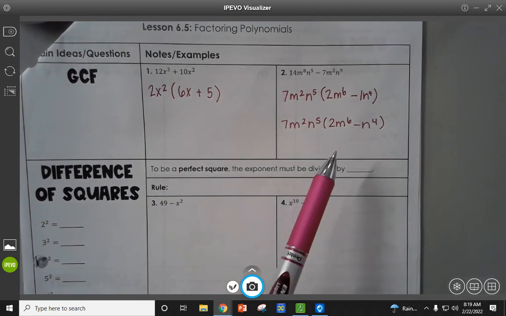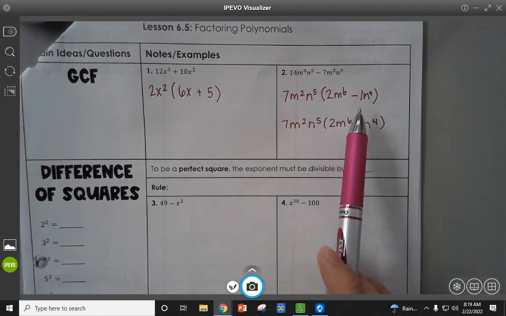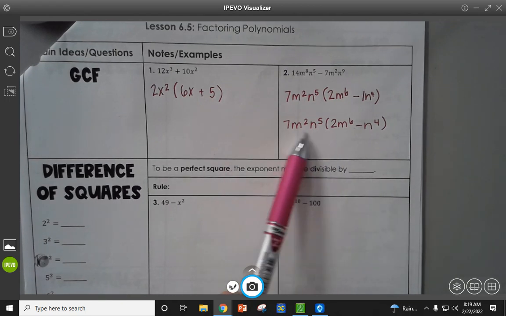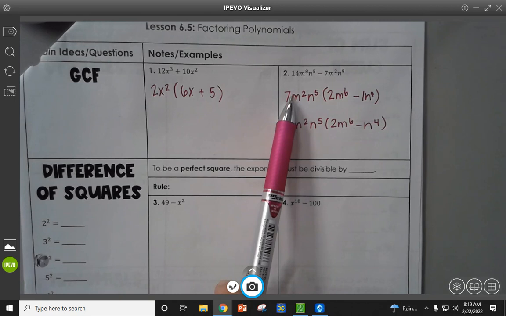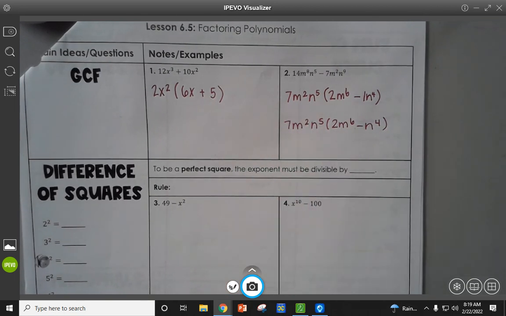Every time you factor, you need to look for a GCF. See if there's anything they have in common. Sometimes you can just pull a variable out. Sometimes you can just pull a number out. Sometimes you can factor out both. So make sure you always look.